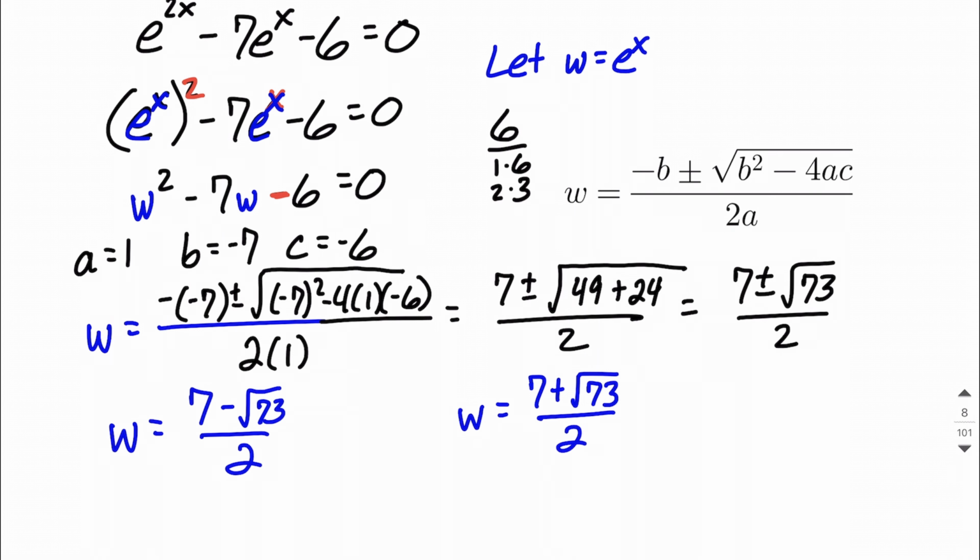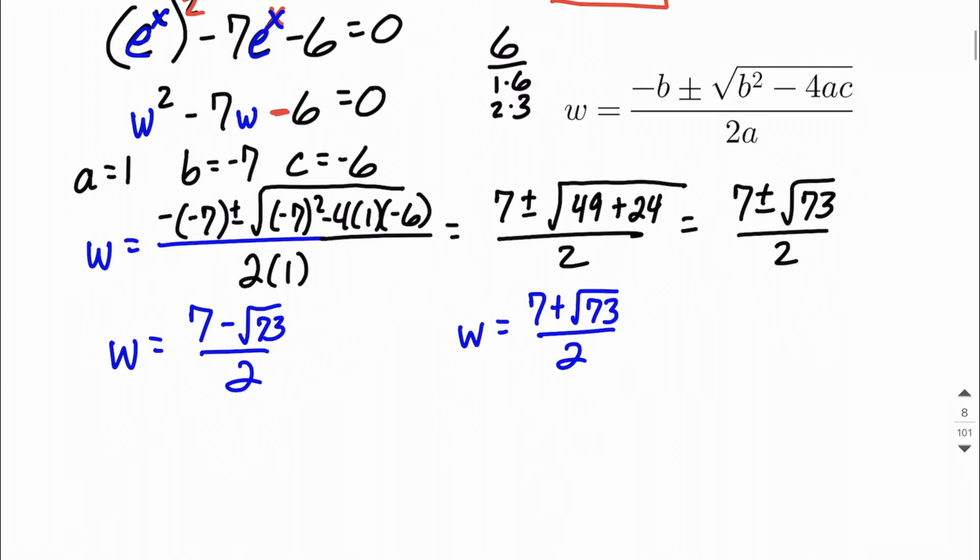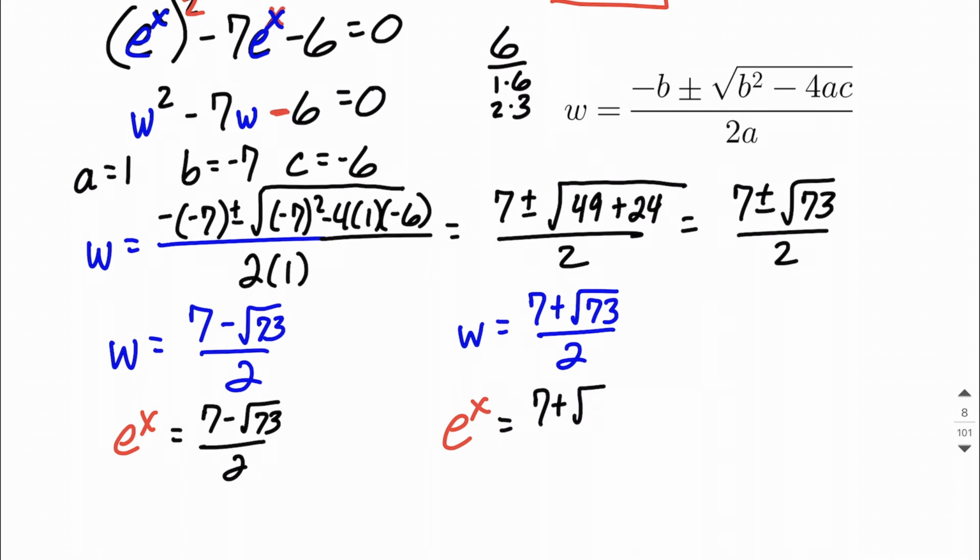So what we want to do is go back up to our let statement here when we defined our w, and let's replace w back in with e to the x power. So looking at this, we can put e to the x on the left-hand side here equals 7 minus the square root of 73 over 2, and we can put e to the x on the left-hand side here is going to equal 7 plus the square root of 73 over 2. Now we still need to solve each one of these equations down if we can.